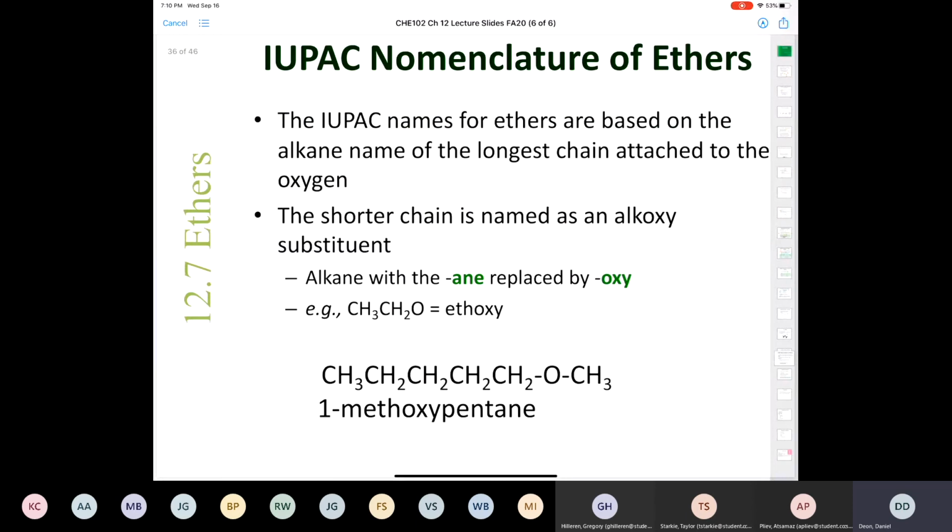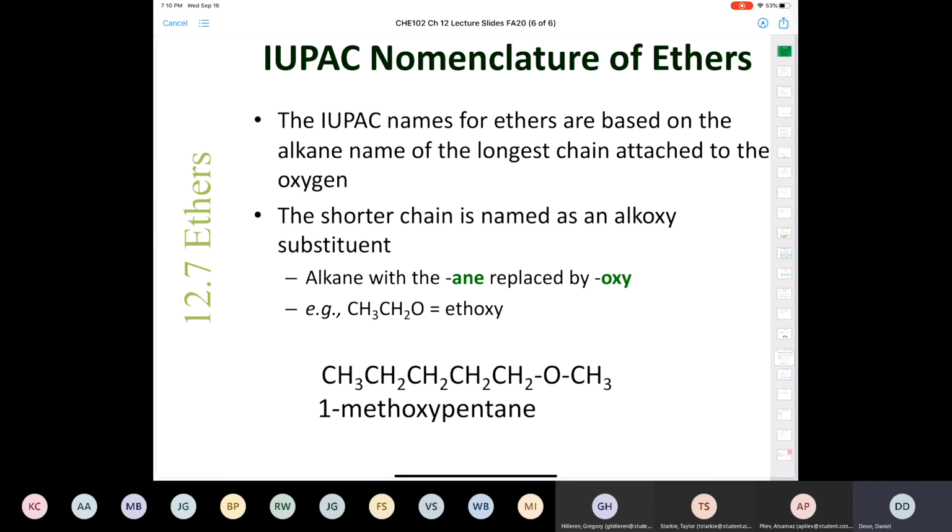All right, but when it comes to larger, more complex ethers, you're going to have to use IUPAC nomenclature. And the good news is that you can borrow some of the rules that you learned in alkane, alkene, and alcohol nomenclature. So here it is. It says the IUPAC names, or the International Union of Pure and Applied Chemistry names for ethers, are based on the alkane name of the longest chain attached to the oxygen.